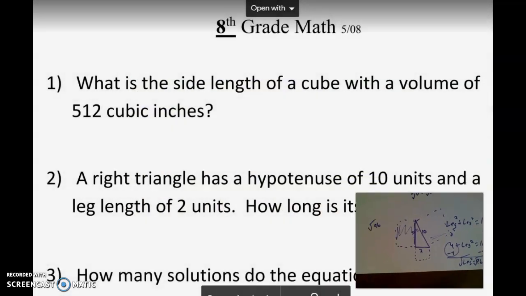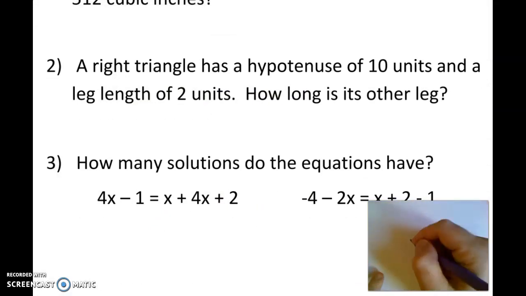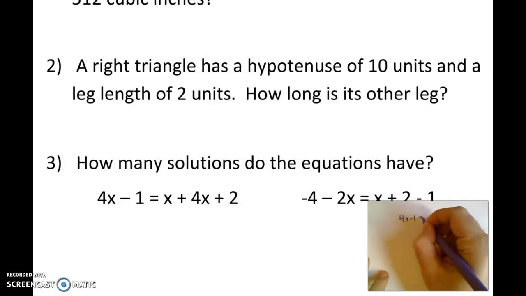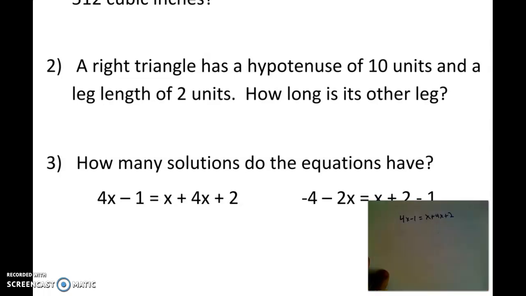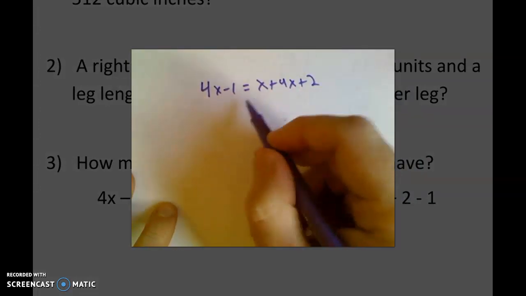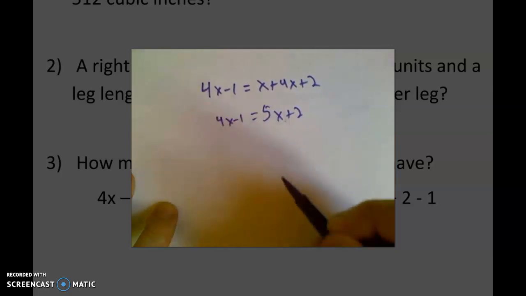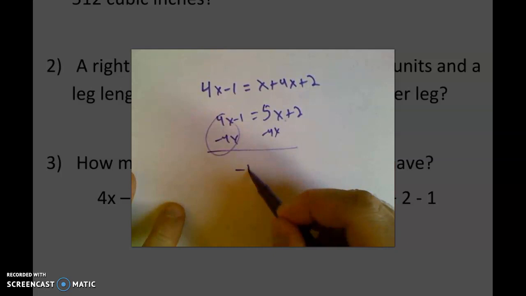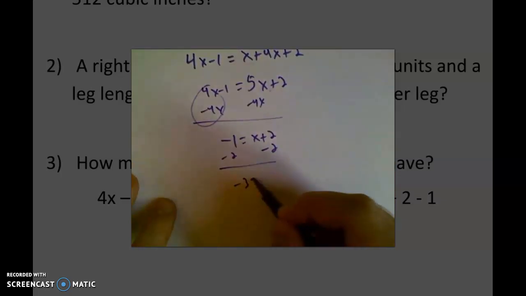And the last one, how many solutions do each of the equations have? So again, many equations have one answer, but some of them have no answer and some of them have an infinite number of solutions. So first thing I do is I'm going to combine like terms on the right-hand side, which will give me 5x plus 2 equals 4x minus 1. And then if I subtract 4x from both sides, that will leave me with negative 1 equals x plus 2, and then just subtract 2, and I will get negative 3 equals x.